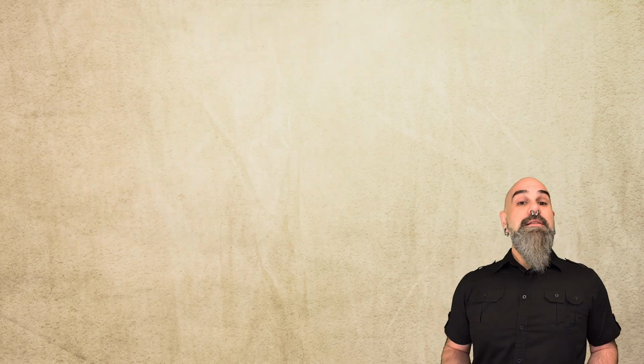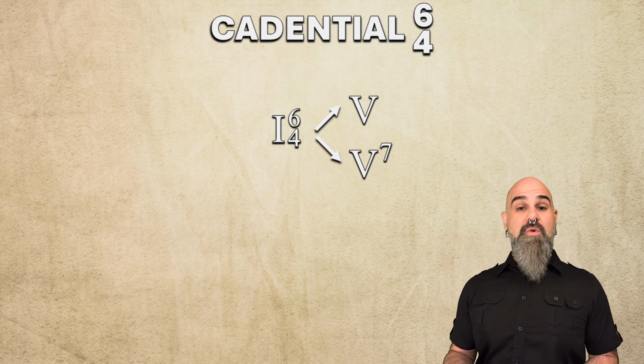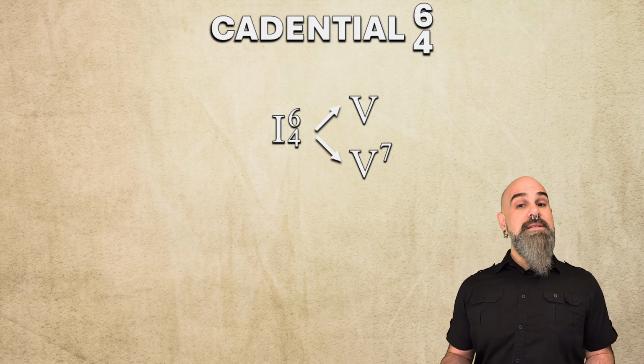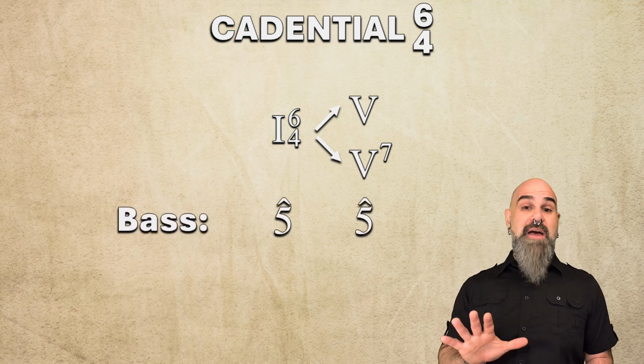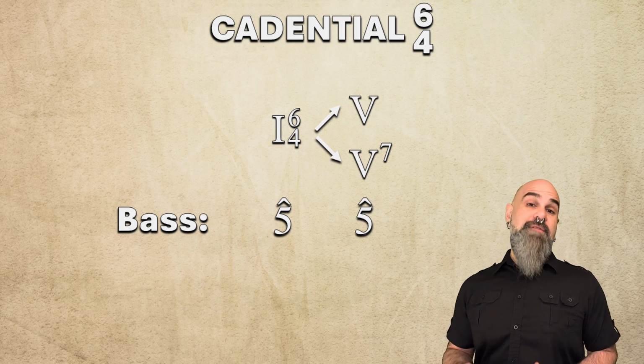Let's go. Let's start with the most iconic of them all, the Cadential 6-4, which is a 1-6-4 chord moving to a 5 or 5-7 chord heading into a cadence. The 1-6-4 isn't really a standalone chord, it's part of a 2-step pattern over scale degree 5 in the bass. The 1-6-4 will always lead into a root position 5 or 5-7 chord.